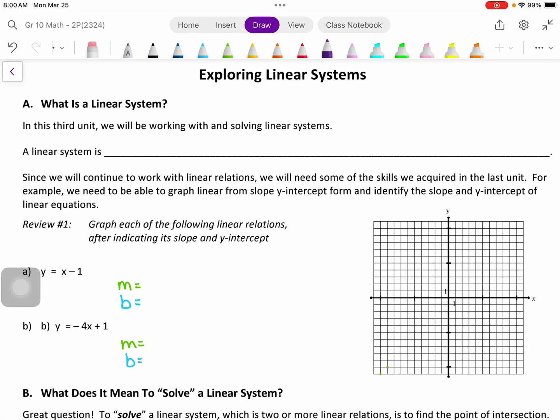In this lesson, we're going to look at an introduction to linear systems. So what is a linear system? A linear system is just two or more linear relations. And recall that linear relations are just a relationship between two variables, x and y, and it results in a straight line graph because we have a constant rate of change between those two variables.